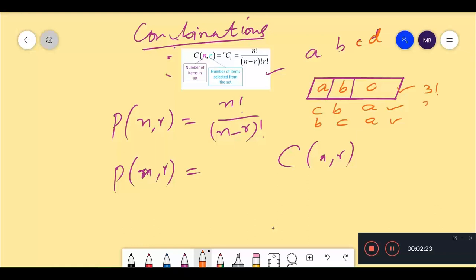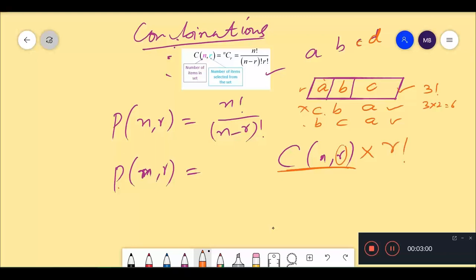3 into 2 is 6. There are 6 arrangements possible. Now, out of these 6 arrangements, only one is considered in a combination. ABC will be considered, CBA will be discarded because in combination it is equivalent to this, and BCA will be discarded. So we can write permutation as combination, then we have to multiply it by some factor, and that factor is r factorial. Why r factorial?